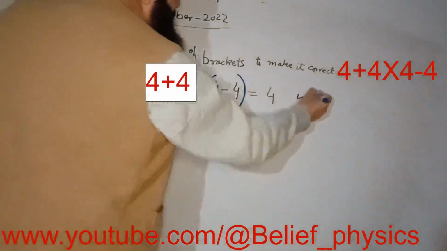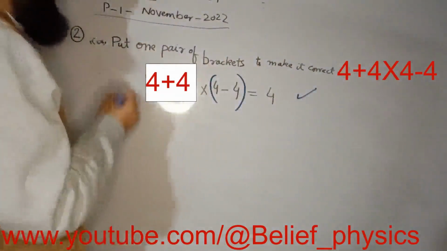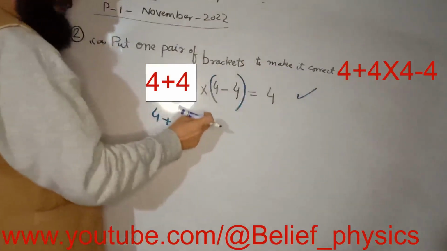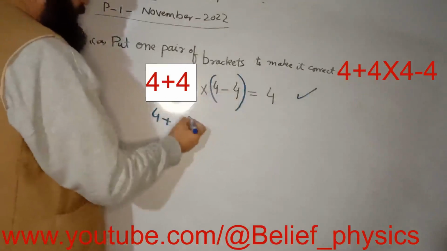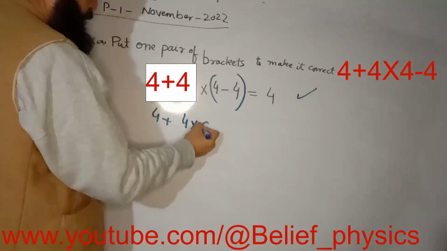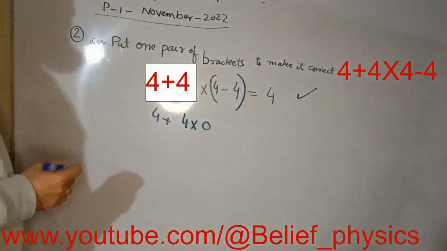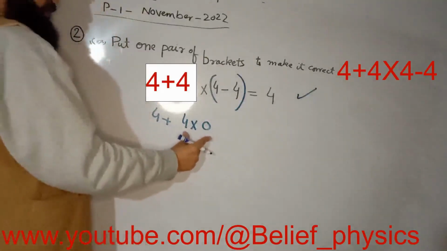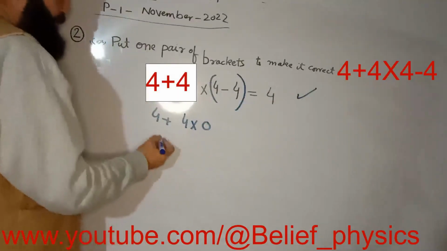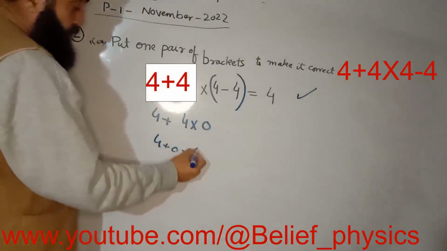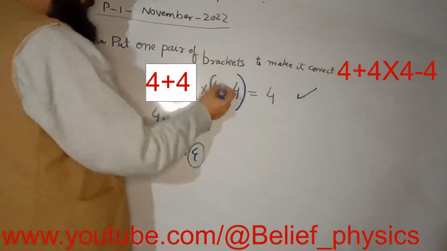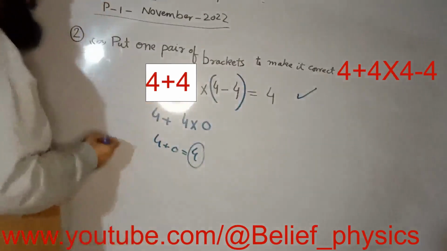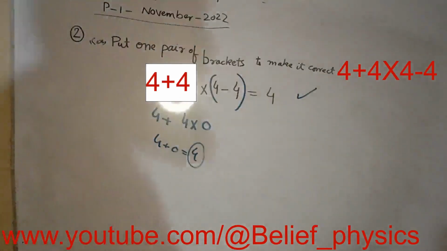So the answer is done. That's done in the question. I'll check it for you. 4 plus, BODMAS means bracket open. First we start bracket. 4 minus 4 is 0. 4 into 0. Now DMAS, division, multiplication. Multiplication is done first. So 4 into 0 is 0. 4 plus 0 is equal to 4. So our answer is correct. So we put a bracket around 4 minus 4 to make this calculation correct. That's done. Okay. Now we solve B part.